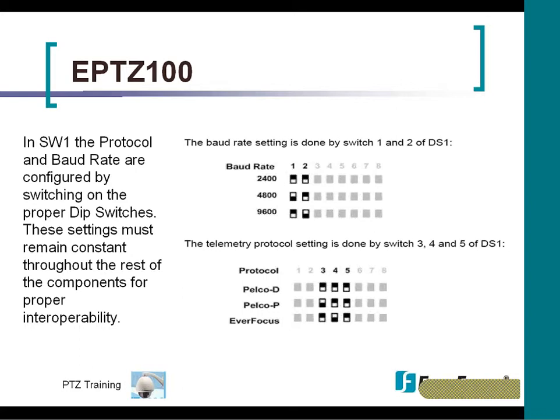Okay, we have a quick screenshot of the manual itself. It's defining that in the SW1, the protocol and baud rate are configured by switching on the proper dip switches. These settings must remain consistent throughout the rest of the components for proper interoperability. So you have to make sure that if you're using multiple PTZs, they all stay on the same baud rate and the same protocol. Otherwise, you will run into control issues.